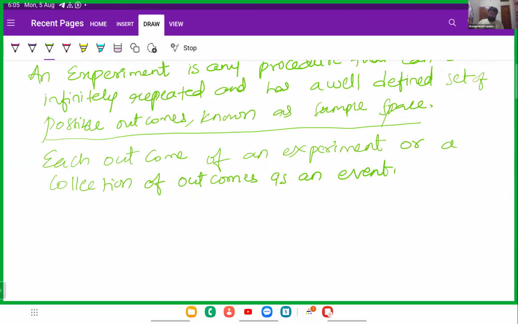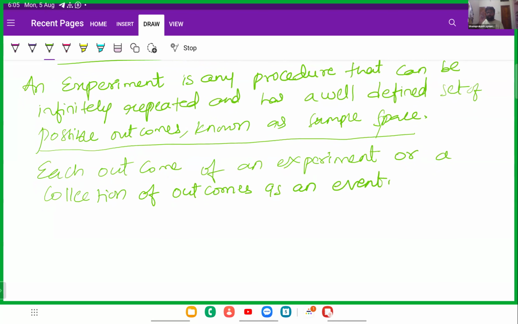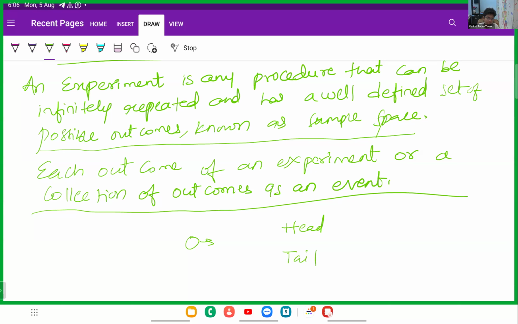So an experiment. I will explain with two experiments. One experiment is tossing the coin. Suppose if I toss a coin, what are the possible outcomes? It either may be head or tail. Here the experiment name is tossing the coin. What is the number of possible outcomes here? Two. Either it may be head or tail. So this is called a sample space.